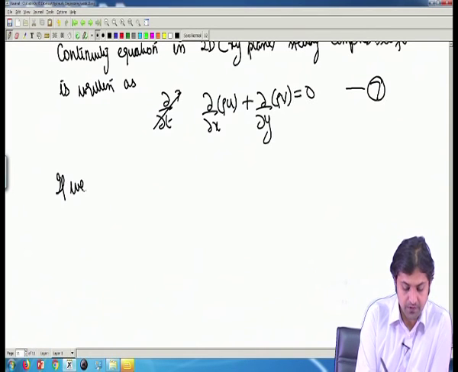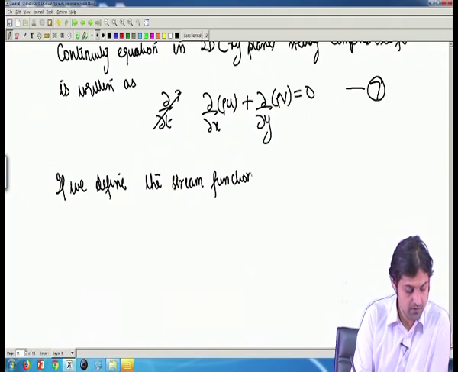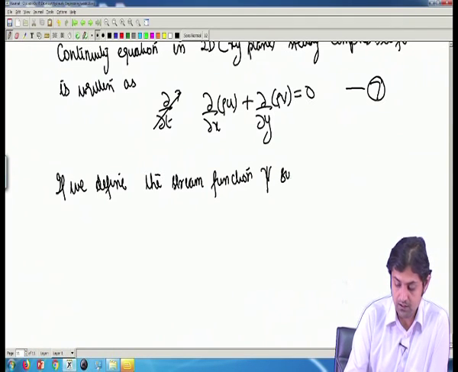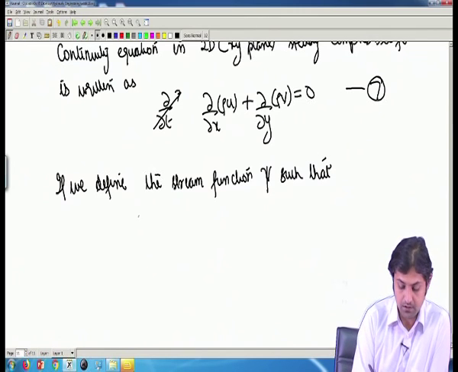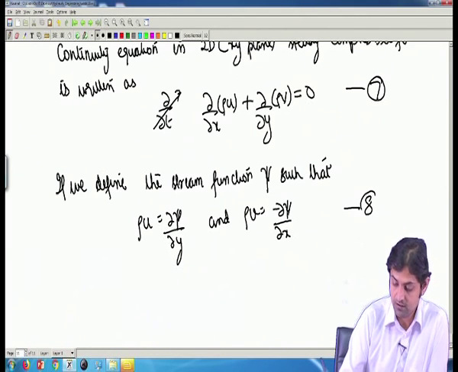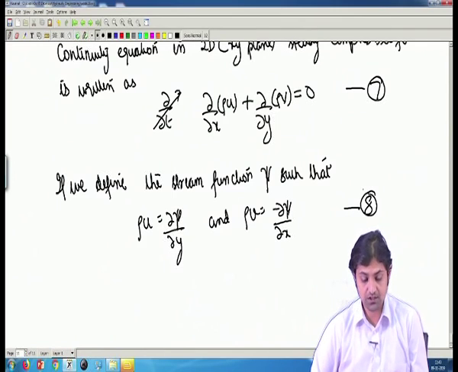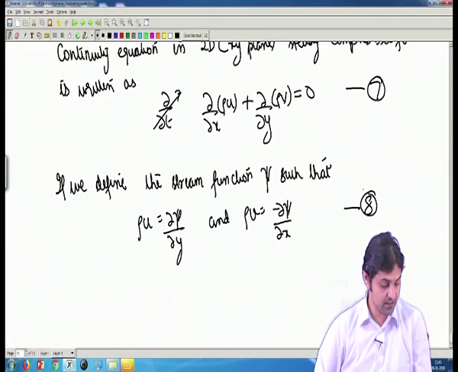If we define the stream function psi such that rho u is del psi by del y and rho v is minus del psi by del x. So, we have written the continuity equation in 2 dimensions, and we are defining a function which we will call stream function such that it satisfies rho u is equal to del psi by del y and rho v is equal to minus del psi by del x.